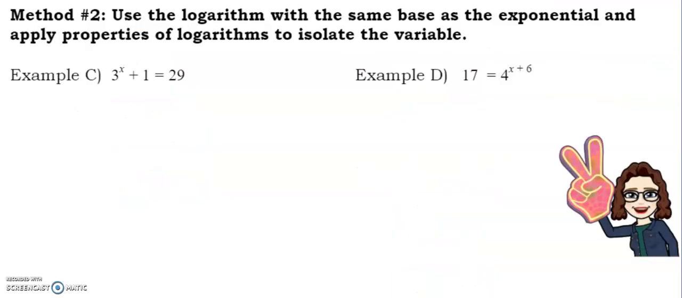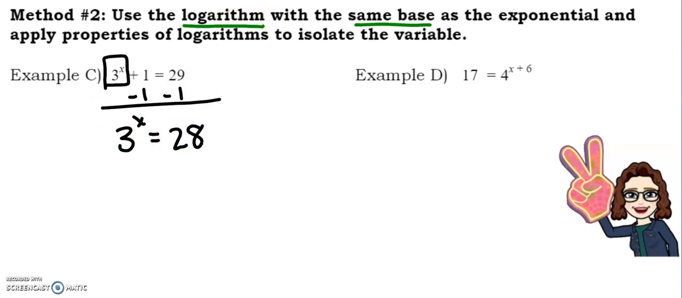All right, so method 2 will always work, but you have to make sure you know how to use your calculator. So if you don't have fancy calculator buttons, method 2 is not going to be that great for you, but we're still going to talk through it. Method 2 is use the logarithm with the same base as the exponential and apply properties of logs to isolate the variable. So we want to first get our exponential alone, just like when we did these story problems before. So I'm going to get my exponential alone by subtracting 1.